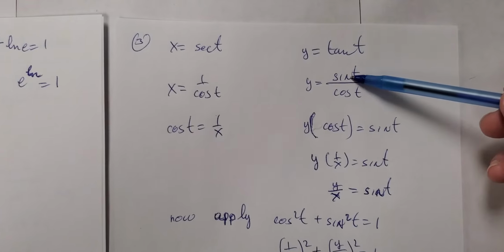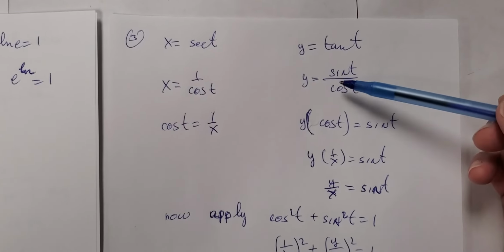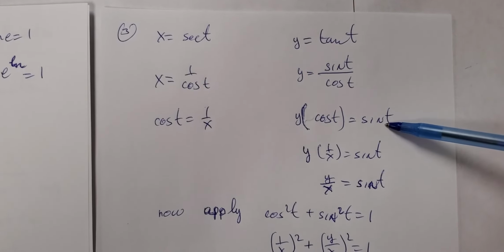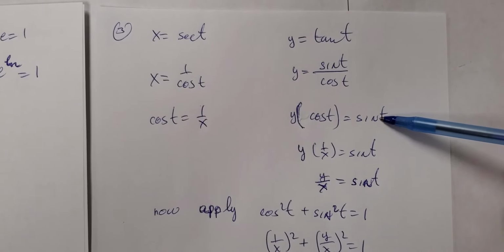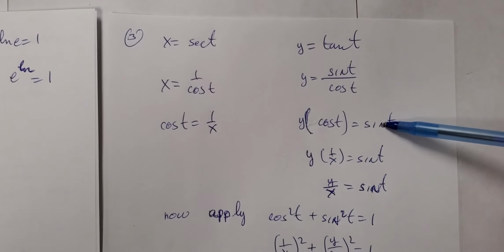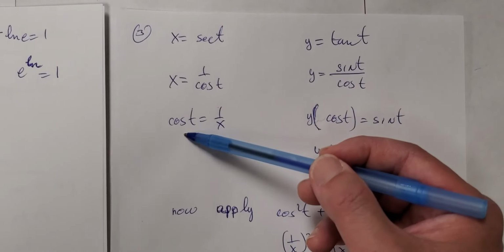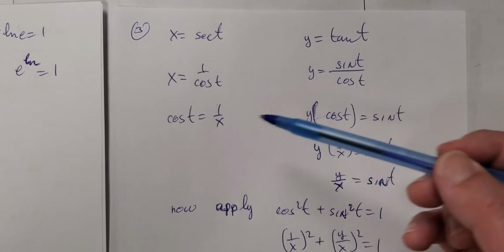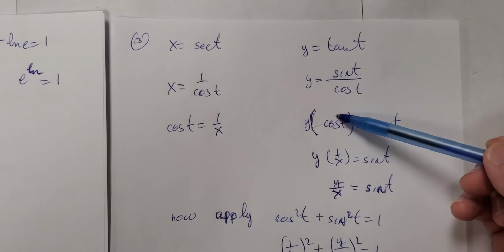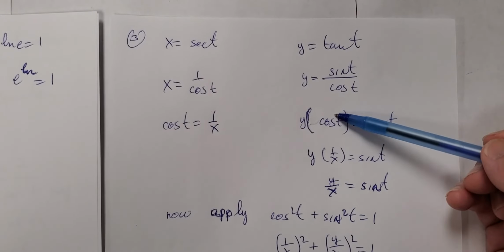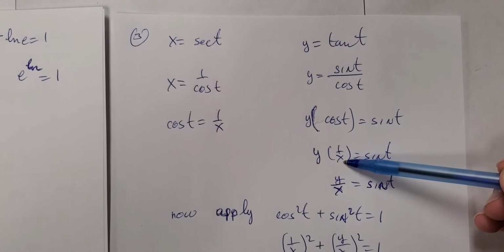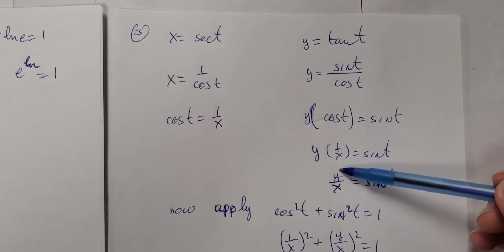Same thing over here. You're just moving things around. Bring the cos t over to the left and leave sine t by itself. So in this part on the right, we want sine to be by itself. On the left, we want cos to be by itself. Well, what do you know about cos? Cos over here is 1 over x. So just replace it, 1 over x. And rewrite it as y over x.